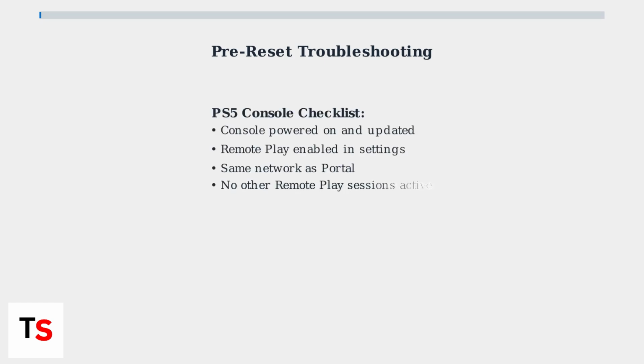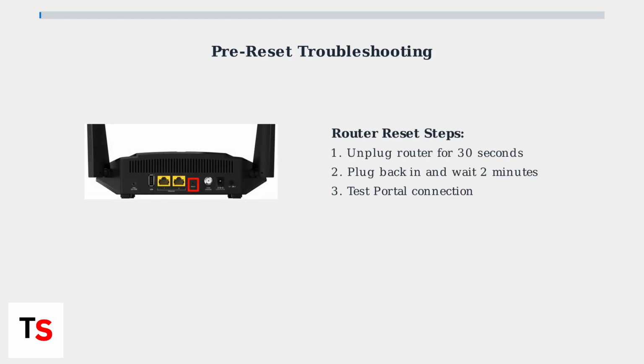Next, verify that your PlayStation 5 console is updated and accessible. The Portal relies entirely on your PS5 for game streaming, so console issues will directly affect Portal performance. If network and console checks pass, try resetting your router. Many Portal connectivity issues stem from router problems rather than the device itself. Finally, clear the Portal's cache by closing all applications and performing a normal restart. This simple step resolves many temporary performance issues.